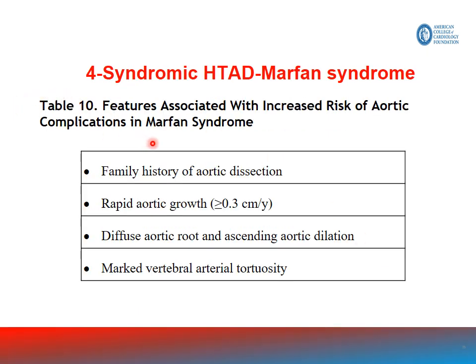The risk factors for aortic dissection in patients with Marfan syndrome include family history of aortic dissection, rapid aortic growth of 0.3 cm or more per year, diffuse aortic root and ascending aortic dilatation, and marked vertebral arterial tortuosity.